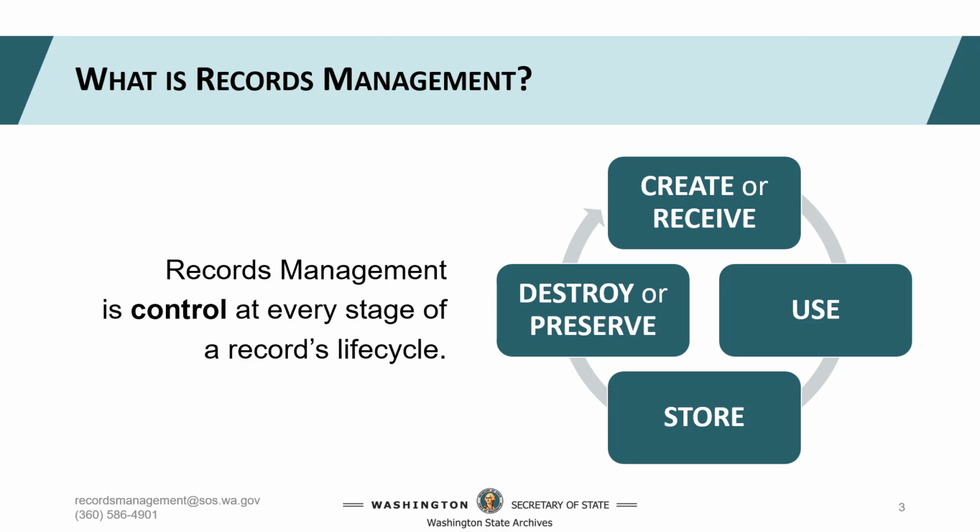A record is active when it's supporting your current work in the use stage. You might share active records over email or edit them as a team in a shared folder. For those records to be useful to your agency, they need to be organized for accessibility.